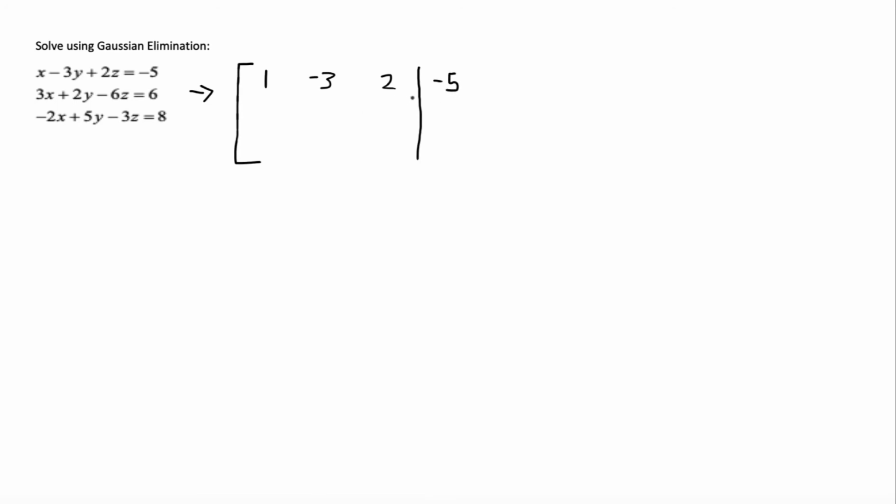-5 here on the right side. So these are the coefficients of the first equation. And then we're going to go ahead and write the 3, 2, -6, 6 here. And -2, 5, -3, 8. Okay, so this is the first step. We're going to get the augmented matrix.